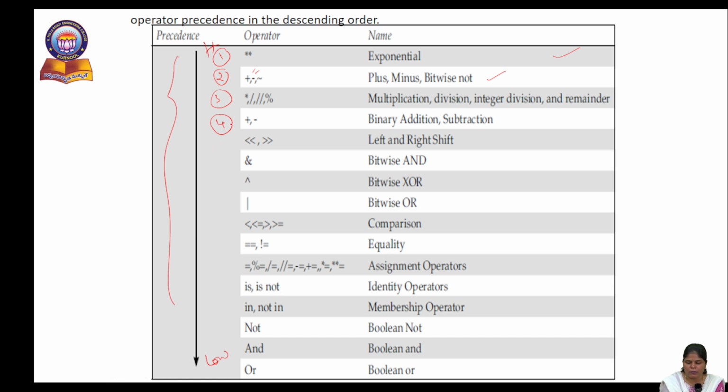The left shift and the right shift are given the fifth priority, and the bitwise AND is given the sixth priority. Then the bitwise XOR is given the seventh priority and bitwise OR the eighth. The comparison operators, other than equality and not equality, are given the ninth precedence, and equality and not equality the tenth. The assignment operators, both single assignment and compound assignment, are given the eleventh priority.